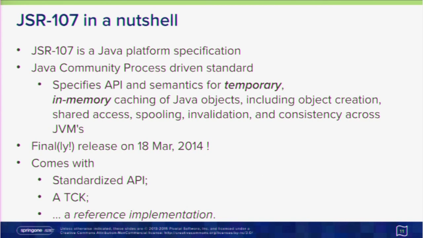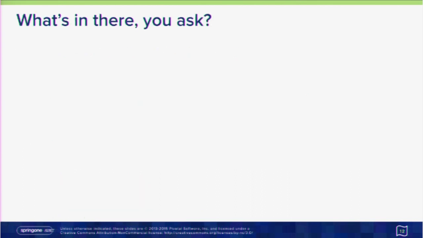Don't use the reference implementation. The expert group and the spec leads, JSR 107 is a bit weird. The reference implementation was written to prove that you could write something to the API. It wasn't written to be used or to prove that it could do anything more than that. So it's merely a proof of concept. So it's distinctly not designed for use.